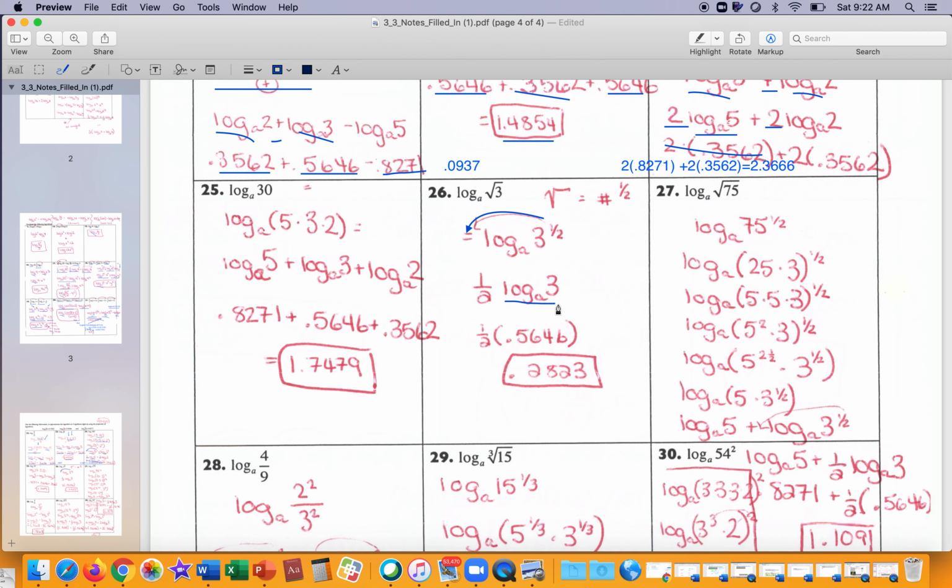We can replace log base A of 3 with 0.5646, and you multiply that by 1/2. And when you multiply by 1/2, you will get 0.2823. So we do the same thing for 27.